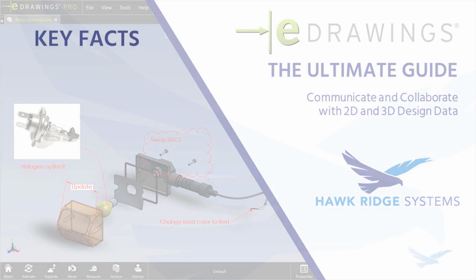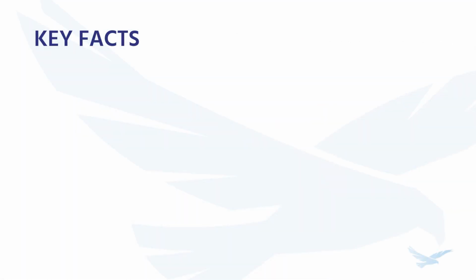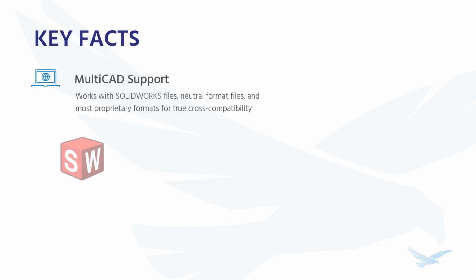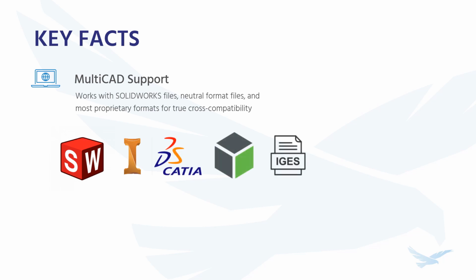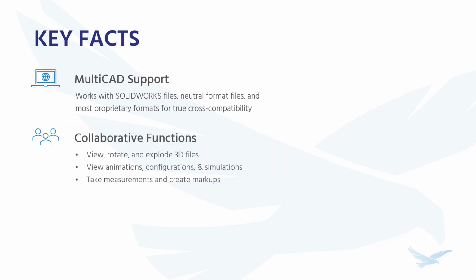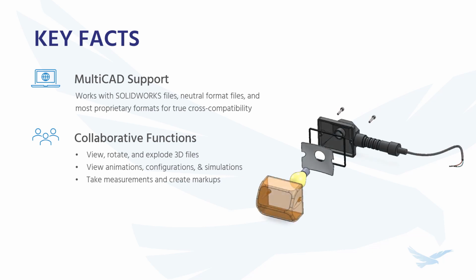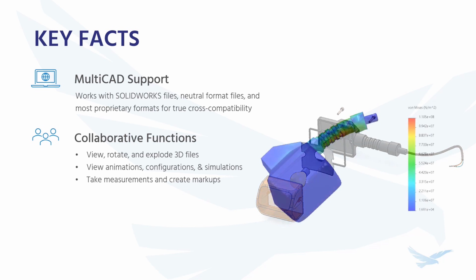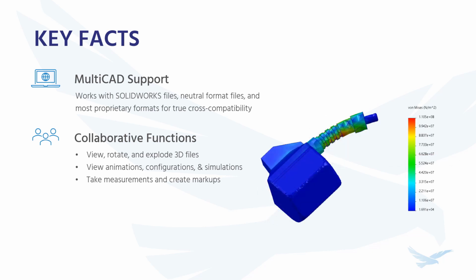For those who don't know, eDrawings is a program that allows you to view, interact with, and mark up many different 2D and 3D file types, and not just SOLIDWORKS files. Those SOLIDWORKS files are of course supported. With eDrawings, you can open many proprietary file types and neutral format CAD files, including Inventor, CATIA, ProE, IGES, STEP, DWG, and many more. Not only can you view and mark up these files for collaboration, you can also move assembly components and view exploded configurations, watch animations, check file properties, take measurements, view simulation results, and much more.